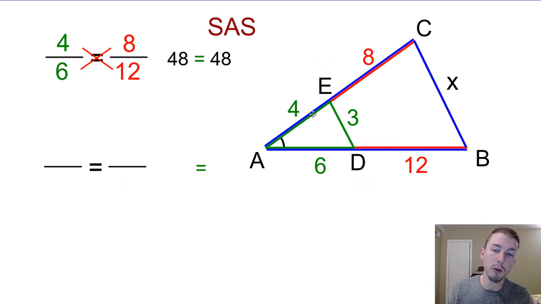So for the full length of the blue part, we're going from 4 to 4 plus 8, which is 12, right? We add them together. We're going from 6 to 6 plus 12, which is 18. So those are the dimensions we would have to use in order to solve for the long side here, x.